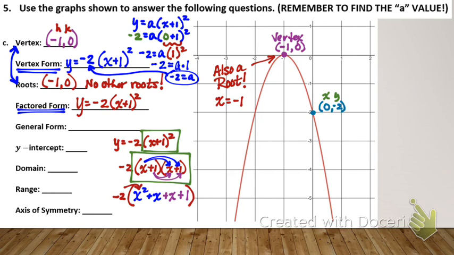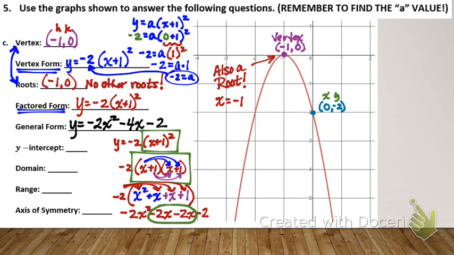We have to distribute that to everybody and then combine like terms. So I have negative 2x squared minus 2x minus 2x minus 2. What do we get when we combine our negative 2x's together? Negative 4x. So I have negative 2x squared minus 4x minus 2. What's my y-intercept? 0, negative 2. What is our domain? Negative infinity to positive infinity.